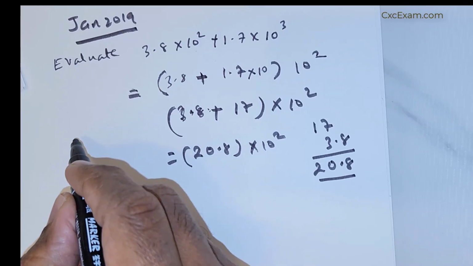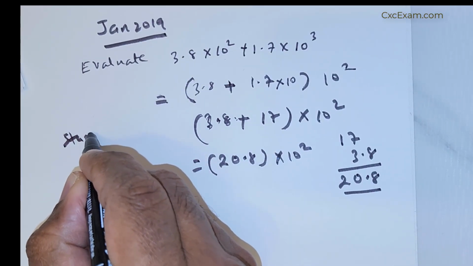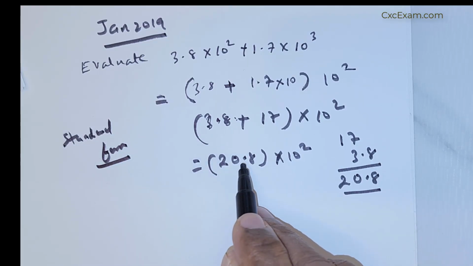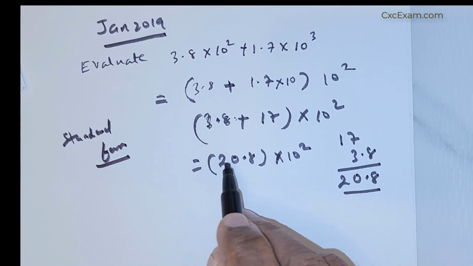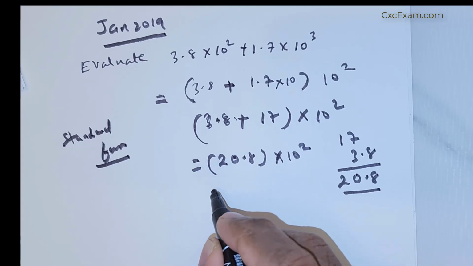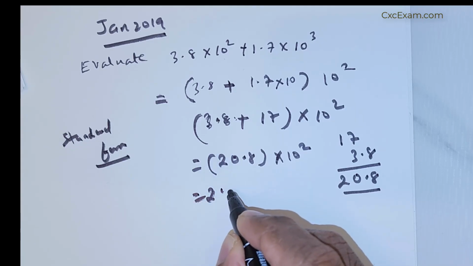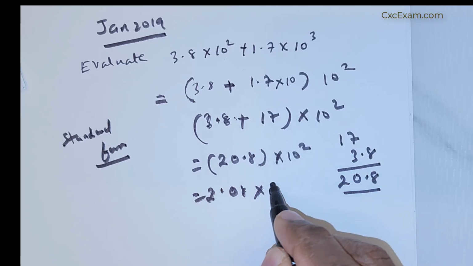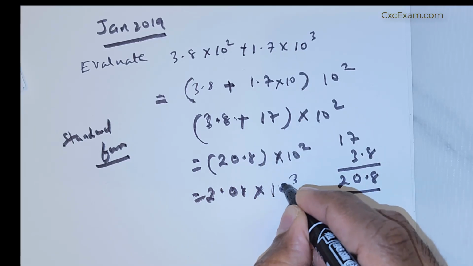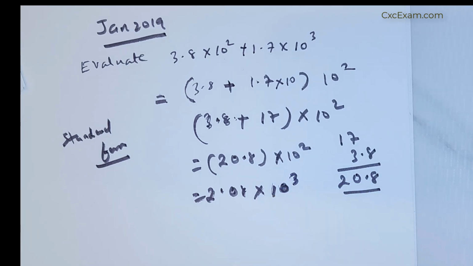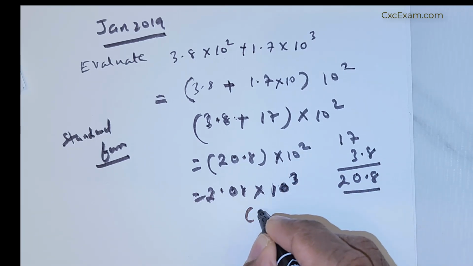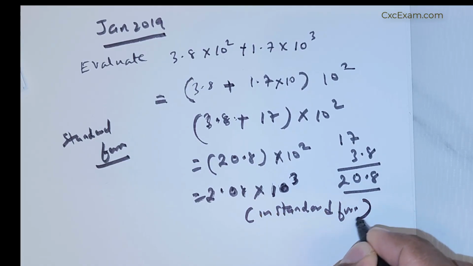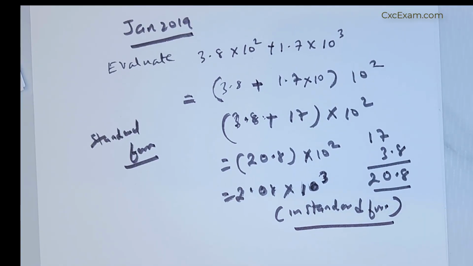Now they are asking us to give the result in standard form, right? Standard form means you have to push the decimal. If you push the decimal towards the left, you're going to get 2.08 multiplied with, as the exponent goes up, 10 raised to the power of 3. So this is in standard form. That's the solution to this question.